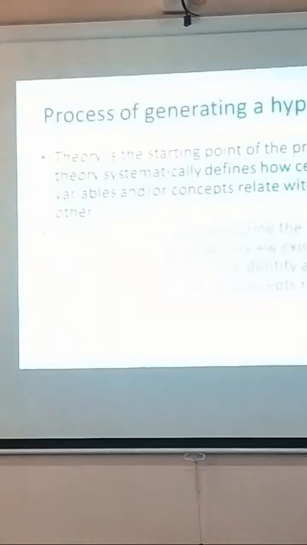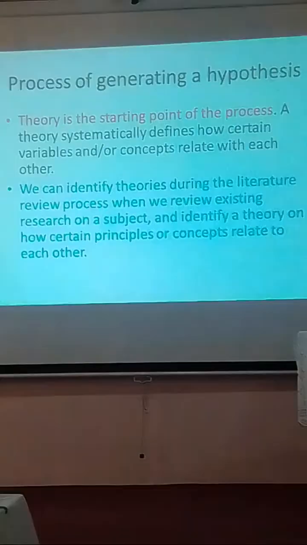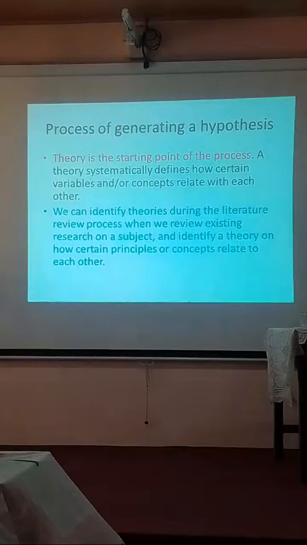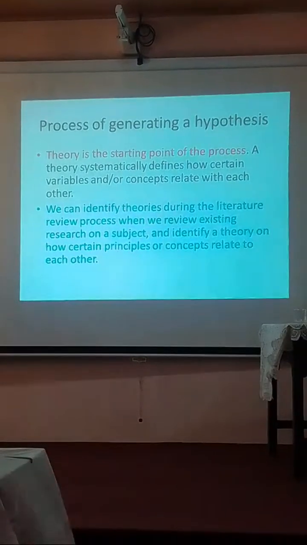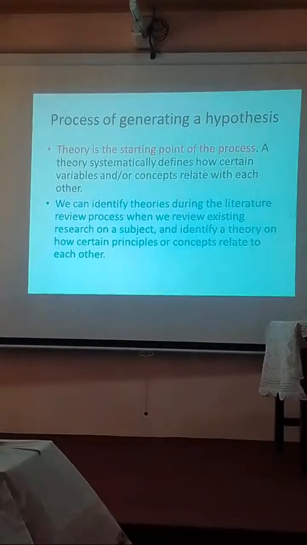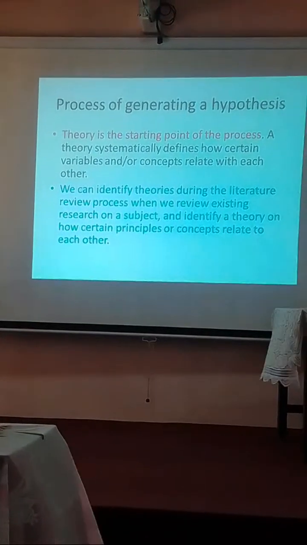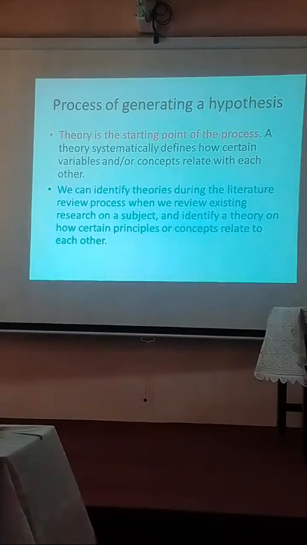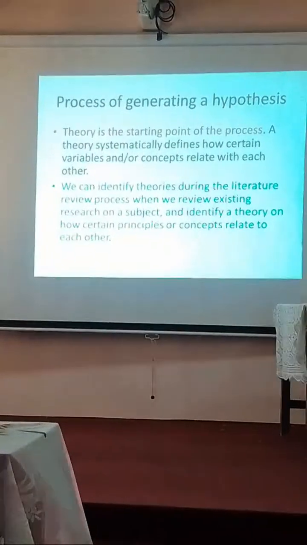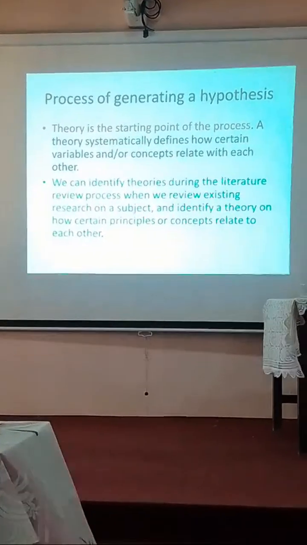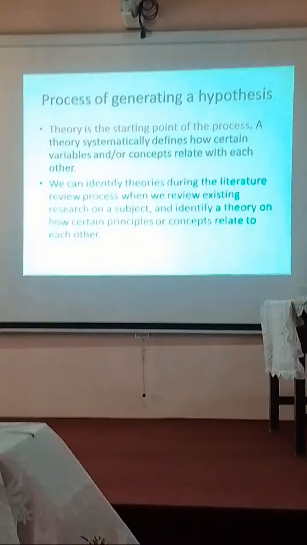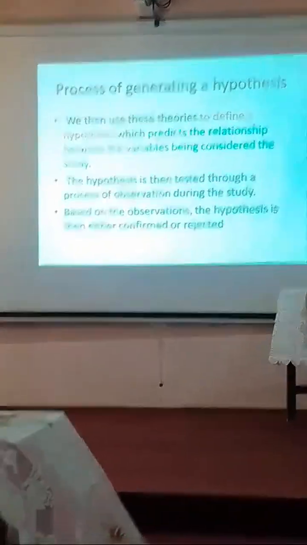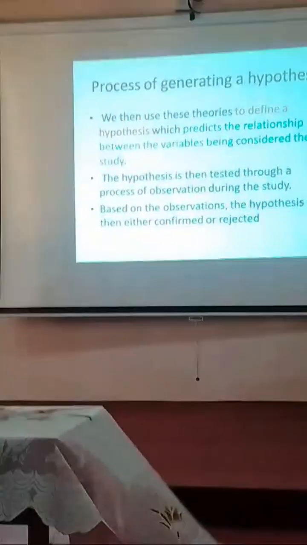So theory is the starting point in the process of forming a hypothesis. A theory defines how certain variables or concepts relate to each other. We can identify theories during the literature review process. How do you get theories? Only by going through literature. The theories help you arrive at principles or concepts that can be used in the framing of a hypothesis.